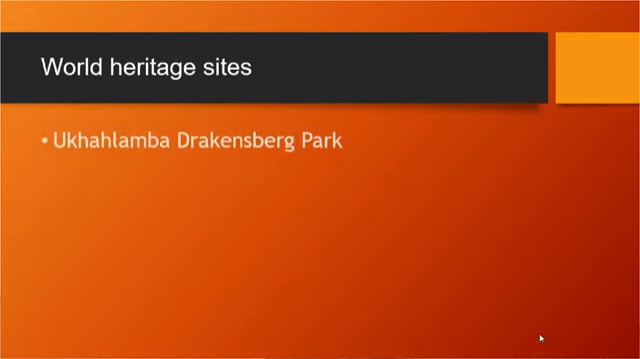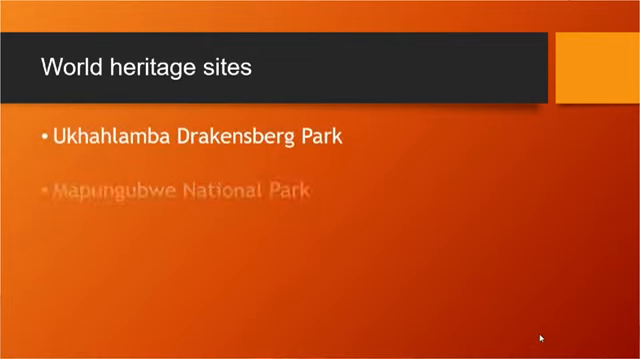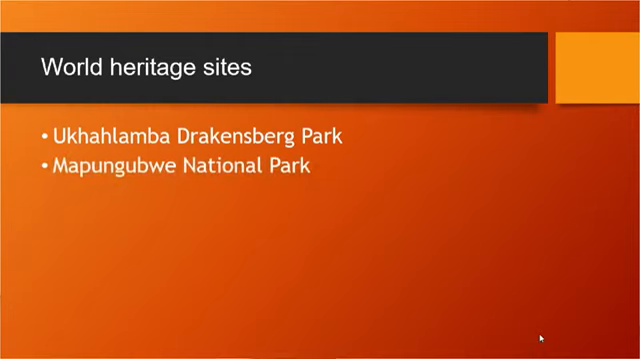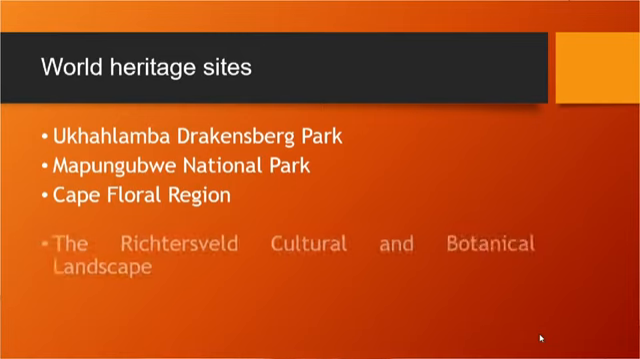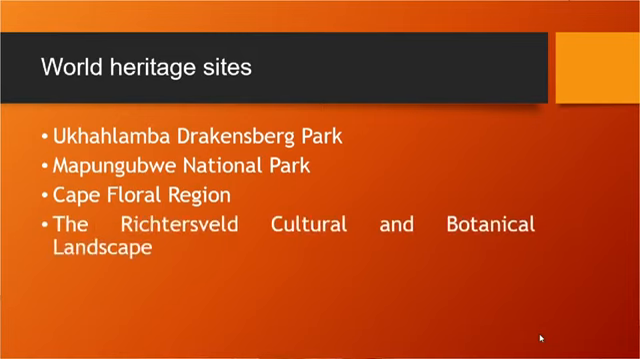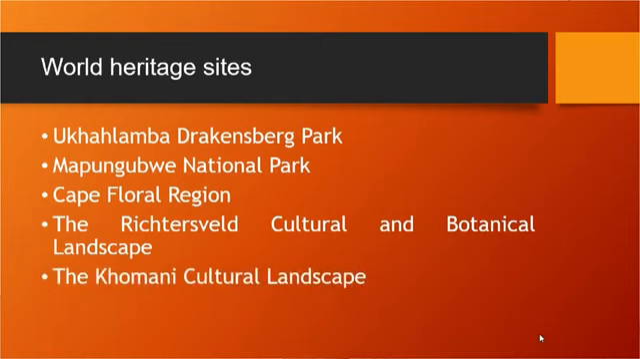The first being uKhahlamba Drakensberg Park, which we can find in the KwaZulu-Natal province. The second is Mapungubwe National Park, which we can find in the Limpopo province. The third one is the Cape Floral region, which we can find within Eastern Cape and Western Cape. The fourth being the Richtersveld Cultural and Botanical Landscape, which is in the Northern Cape. We also have the |Khomani Cultural Landscape, which we can find between Botswana, Namibia, and South Africa in the Northern Cape.